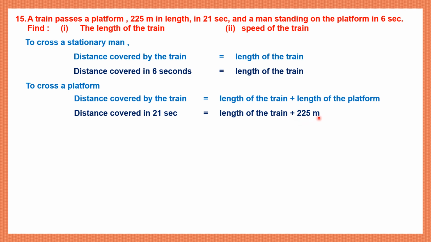Now look carefully again. We're going back to this first equation that we have done here. So instead of length of the train here, we have been told the length of the train is the distance covered in 6 seconds. So we're going to write the same thing here. Distance covered in 21 seconds is equal to, instead of length of the train, we say distance covered in 6 seconds because it's the same thing. So distance covered in 6 seconds plus 225 meters.